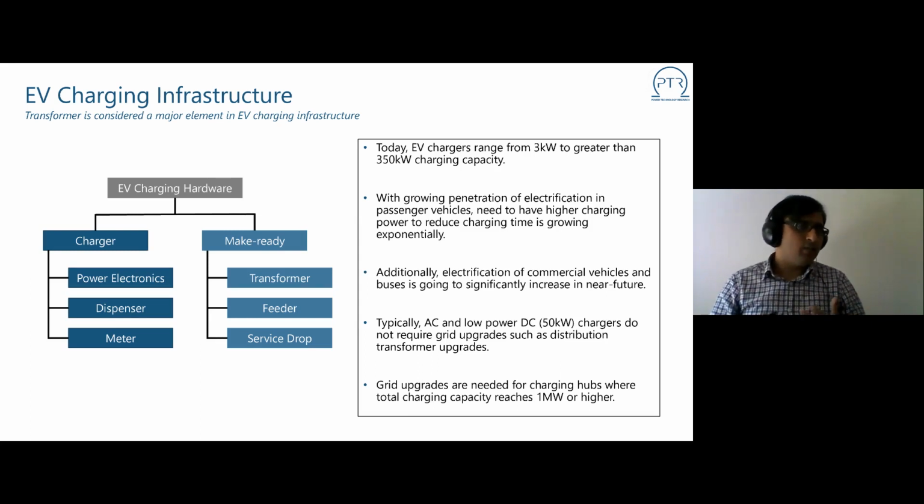the charging capacities were already towards the lower side. AC charging is common and is going to be the case moving forward as well. But in terms of the public charging infrastructure, that's where we see more and more DC charging and high power DC charging infrastructure getting installed.